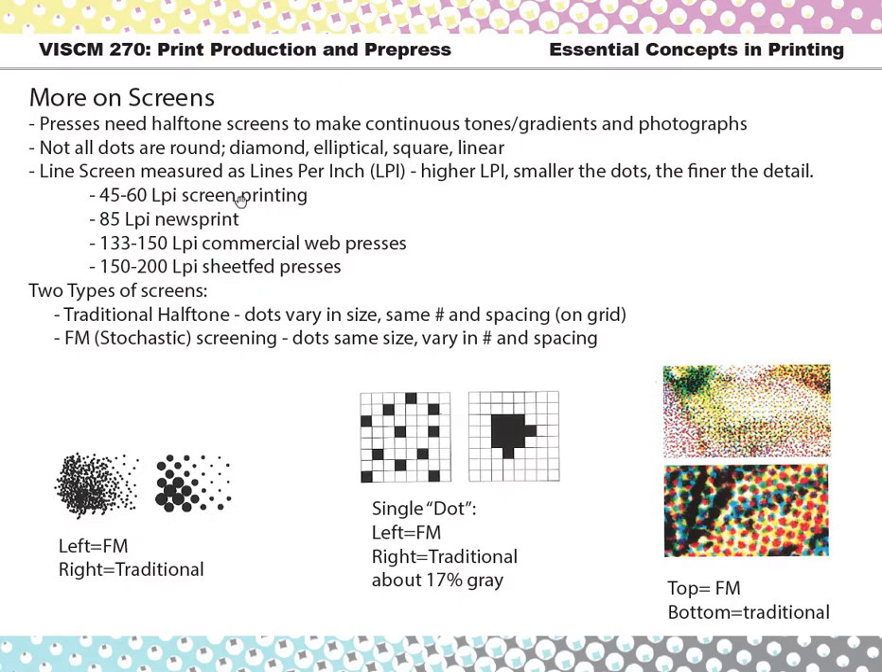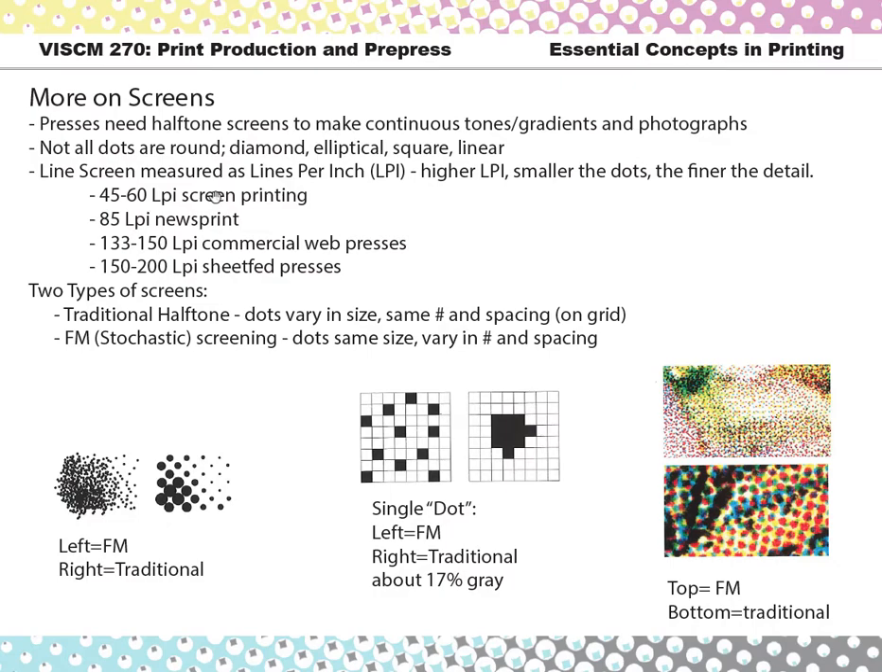So screen printing is 45 to 60 lines per inch, that's pretty rough, and you can see that without a microscope or without a magnifying glass. If you look at t-shirts that have been screen printed and they've got a gradient on it or something, if you look at it a little closer, you can see the dots. Newsprint runs about 85 lines per inch, and even that you can see with your regular eye. If you look closely at it, you can see the halftone dots in there.